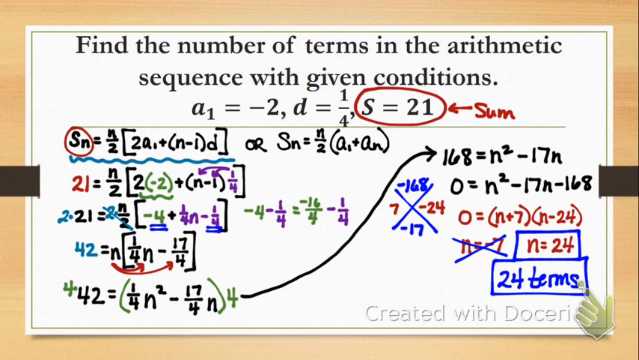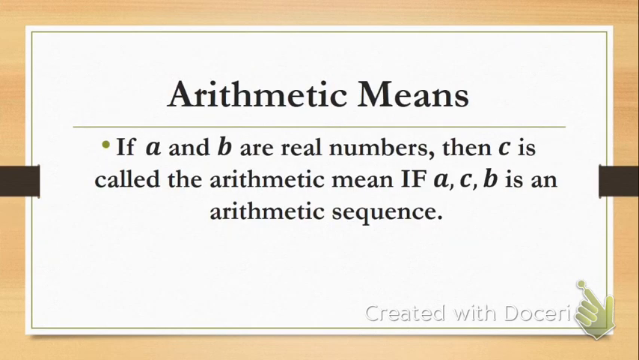There is one last thing that we need to cover as part of 10.2. It's part of the homework, therefore you can expect it to most likely be part of the quiz. This last thing that we need to talk about is inserting arithmetic means. So the definition of an arithmetic mean is if I have two numbers, we'll call them A and B, C is the arithmetic mean if I put it between A and B, and that sequence makes an arithmetic sequence.